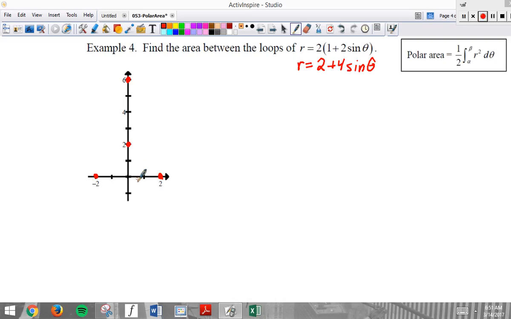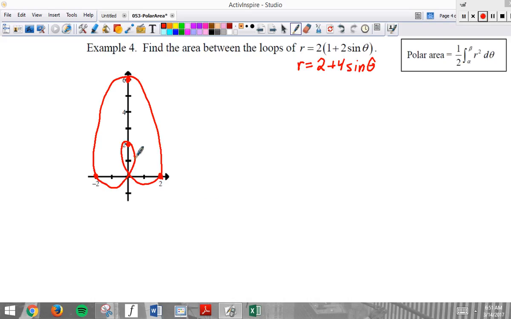So when you see that shape, you should be very suspicious. It's an inner loop, right? When this number is bigger than that number, there's an inner loop. And I always draw it going through the pole. I'm not sure it's going to hit the pole, but it looks something like this. Kind of like a spade. I don't know why I said spade.